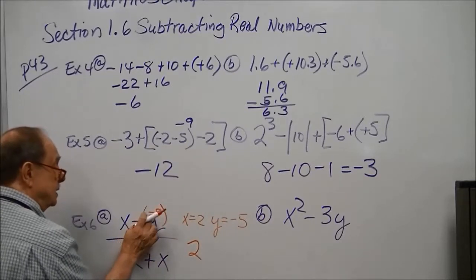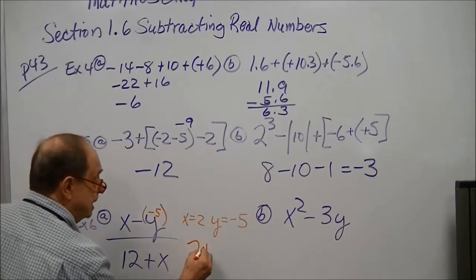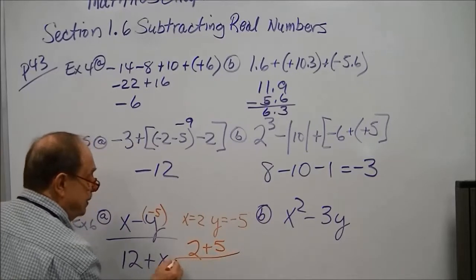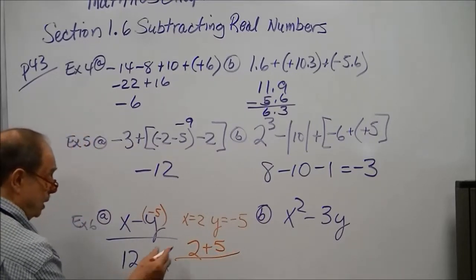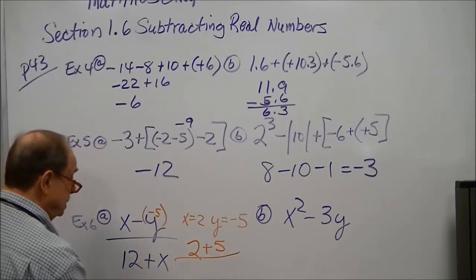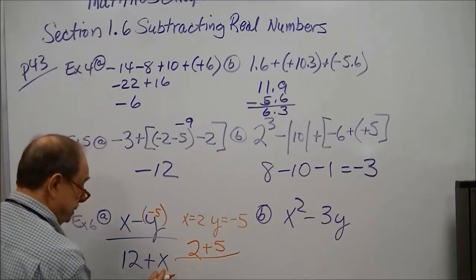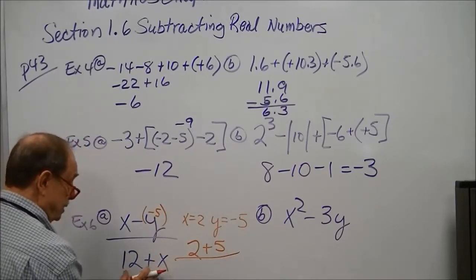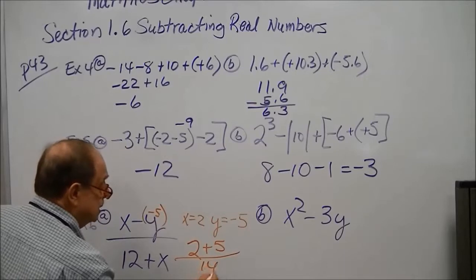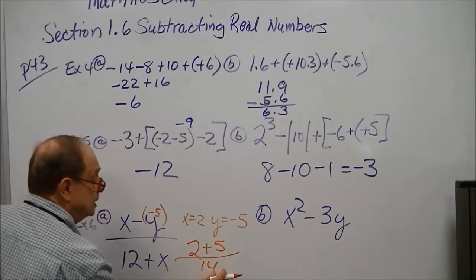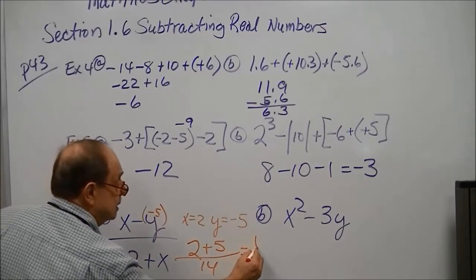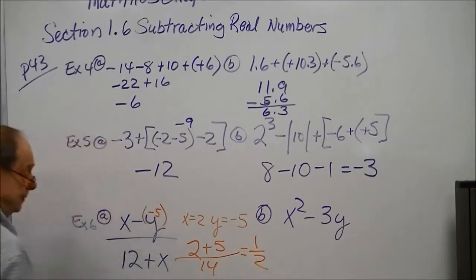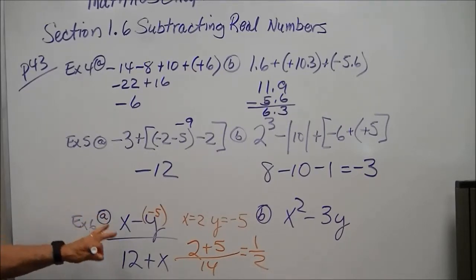The opposite of a negative 5 makes this a plus 5 over 12 plus 2, this is a 2 here, so this is a 14. So we have 7 over 14 equals 1/2. And again, I cut a little bit on this. I don't want the tape to be too long. This is all in your textbook, of course.